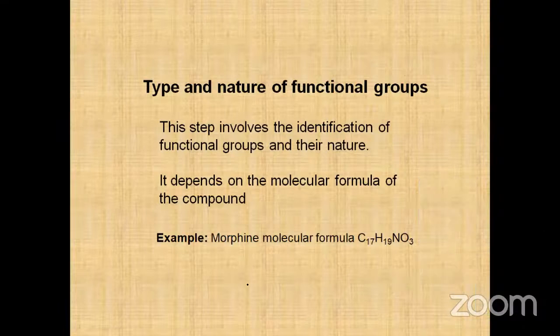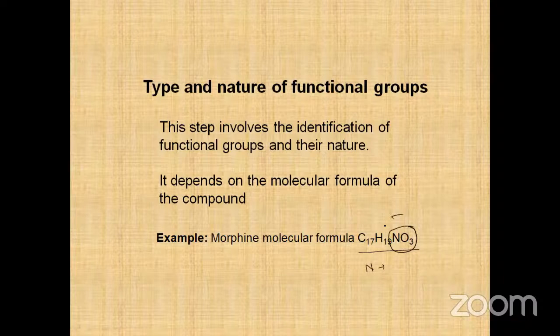Suppose this is the molecular formula. Whenever we are considering this molecular formula, this is the molecular formula of morphine. Now we see here, other than carbon and hydrogen, oxygen and nitrogen are there. The nitrogen may be part of a cycle. Therefore, nitrogen is part of a heterocycle.